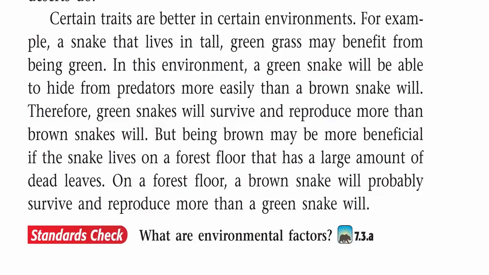For example, a snake that lives in tall green grass may benefit from being green. In this environment, a green snake will be able to hide from predators more easily than a brown snake will. Therefore, green snakes will survive and reproduce more than brown snakes will. But being brown may be more beneficial if the snake lives on a forest floor that has a large amount of dead leaves. On a forest floor, a brown snake will probably survive and reproduce more than a green snake will.